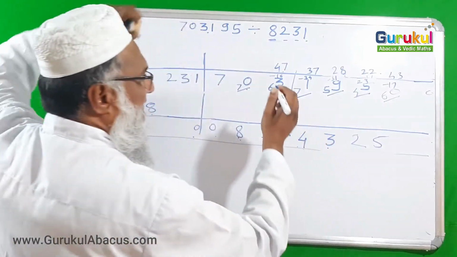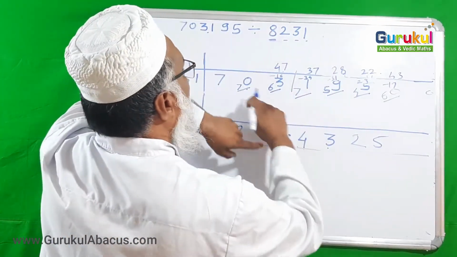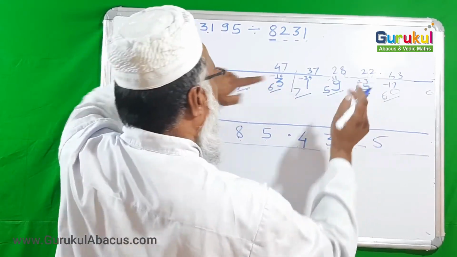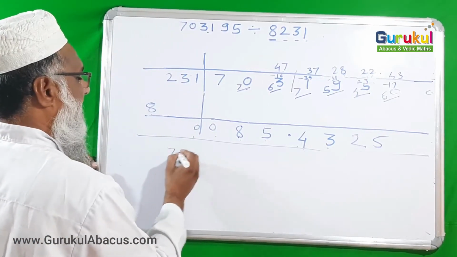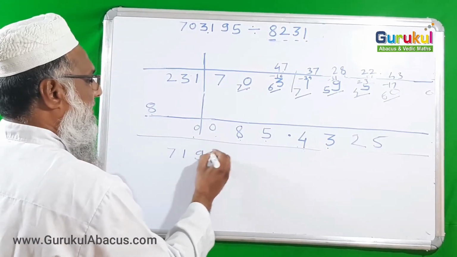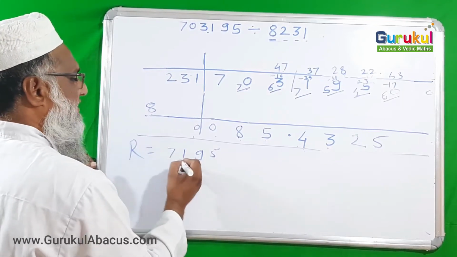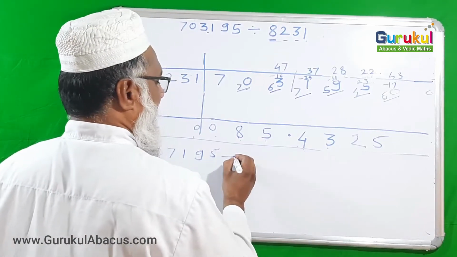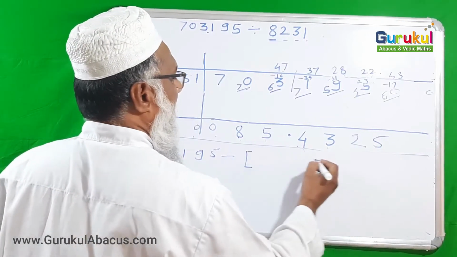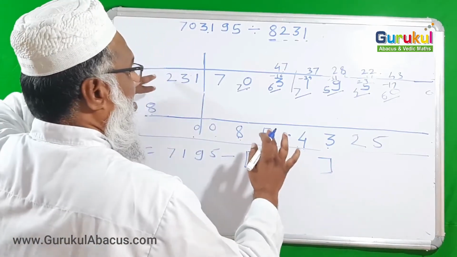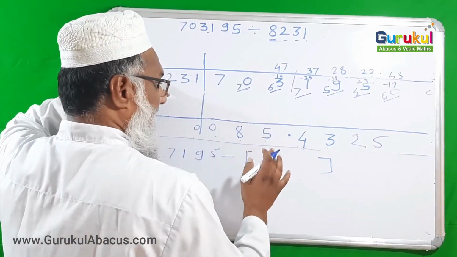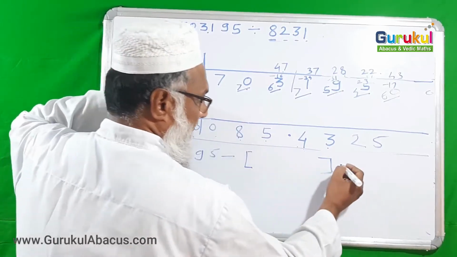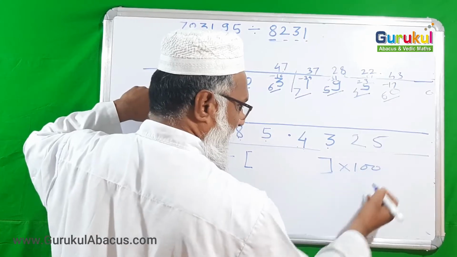Now remainder finding. For remainder finding, see here, from this side we have taken 7 and 1 9 5, those 3 digits are there. So finally we are taking 7 1 9 5 to find the remainder. Firstly we have taken that. Now what to do here? Something to subtract. So what is the first term to subtract? The first term would be the addition of the products of 3 digits, the addition of the 3 products, that we should multiply with 1000.